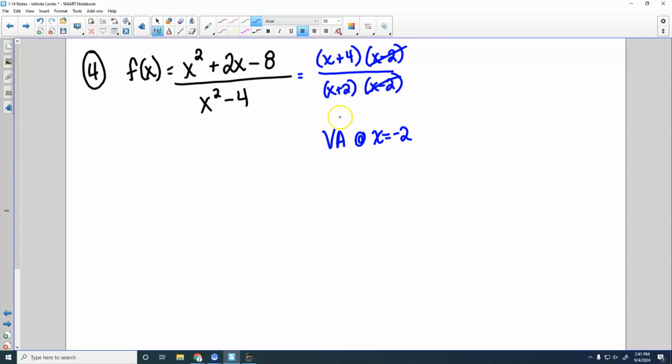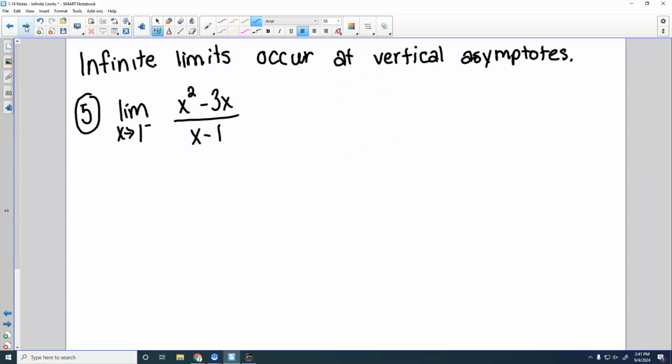Where is our vertical asymptote? Okay, so this is still mostly review. Right here, that trig might not have been so much review. All right, so infinite limits will occur at vertical asymptotes.